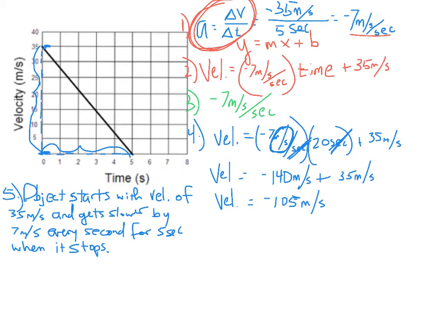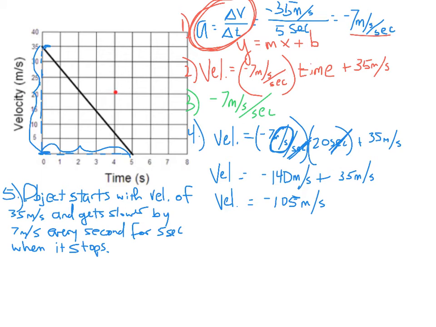Okay, I'm back. Oh, look at that. The whole thing's written out. Now let me go through what I wrote and why I wrote it. Another question was asked by another student about how do we know where to say the object started? Well, we don't know where the object started because the y-intercept is not a position, it is a velocity.